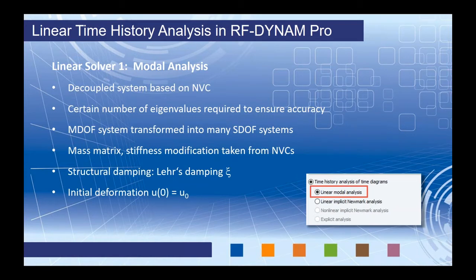The mass matrix and stiffness modification are taken directly from the natural vibration case. Now we can consider structural damping and in particular Lehr's damping. Lehr's damping, as engineers, we're probably most familiar with this. This is just a damping ratio that we'd like to achieve for our structure. Now you can set different Lehr's damping values for the different eigenvalues from the natural vibration case.